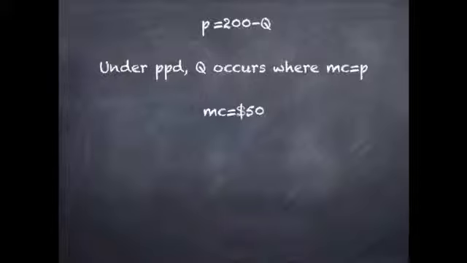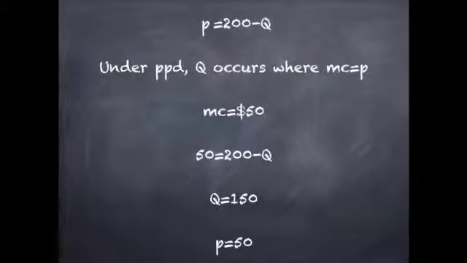So we know that the inverse demand curve is price equal to 200 minus Q. And under perfect price discrimination, Q occurs where marginal cost is equal to price, and we know that marginal cost is equal to 50. So price is going to equal 50. So 50 equals 200 minus Q. That gives us a Q of 150. So we know what the quantity is, and we know what the price of that last particular item is that is sold by that perfectly price discriminating monopolist.